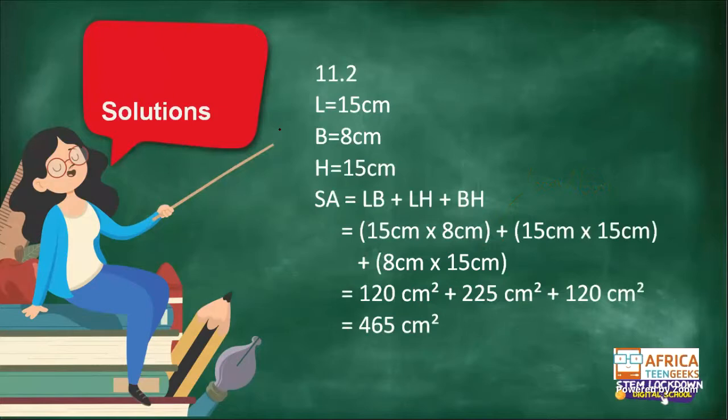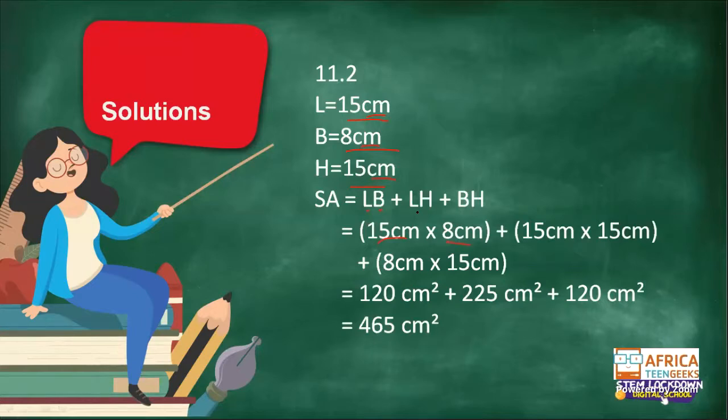Okay, number 2, first write out your variables. Ensure that the units are the same. And then if units are the same, proceed. First write the formula as you see it on the question paper. Then you're now substituting your values. Your length is 15. Your breadth is 8.